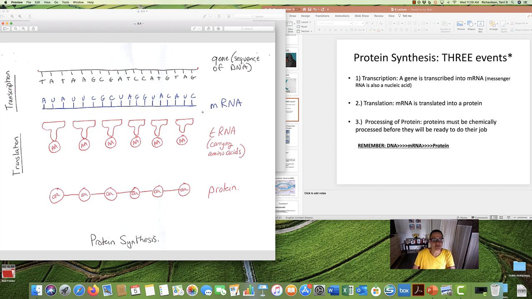So these are the three steps: transcription, making mRNA from the gene, and translation, making the protein from the mRNA. And we have to remember, we start with DNA, then we make mRNA, and then we make the protein. This is called the central dogma of biology, and I don't know why it's called that, but that is the flow. In order to get a protein, you need mRNA, and you make mRNA from the DNA, so it always flows. Information for making protein flows from the DNA to mRNA to the final protein. All right.